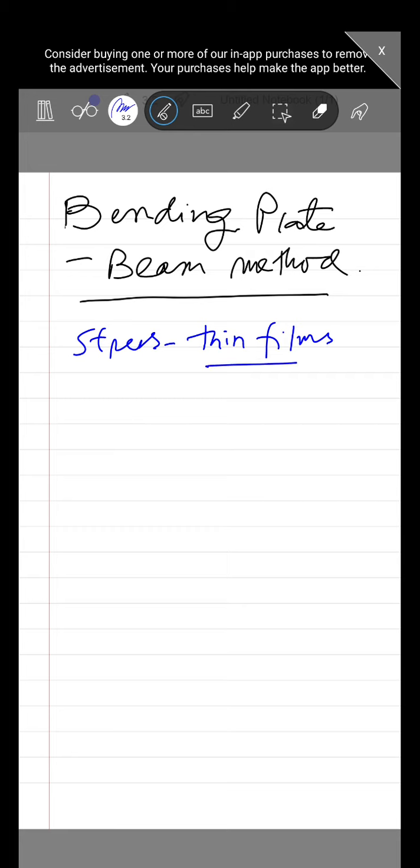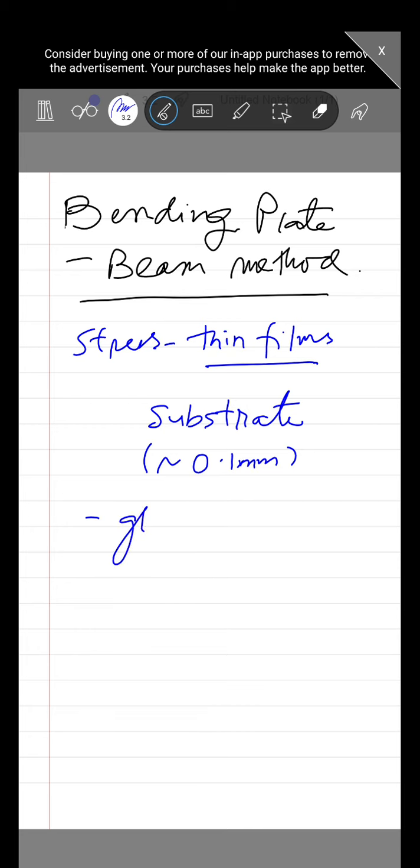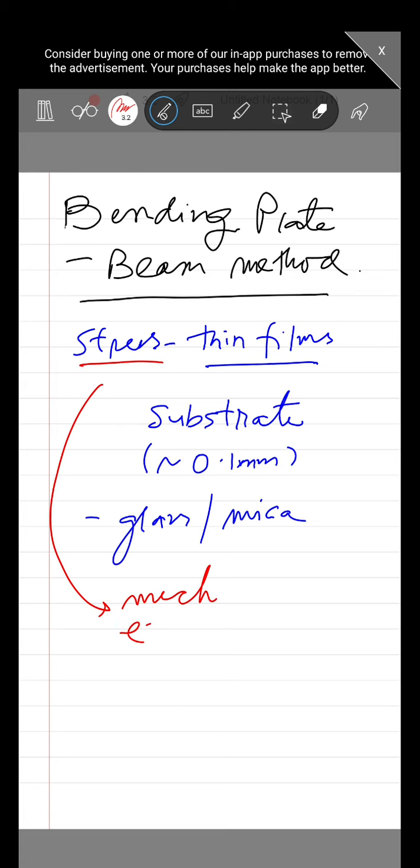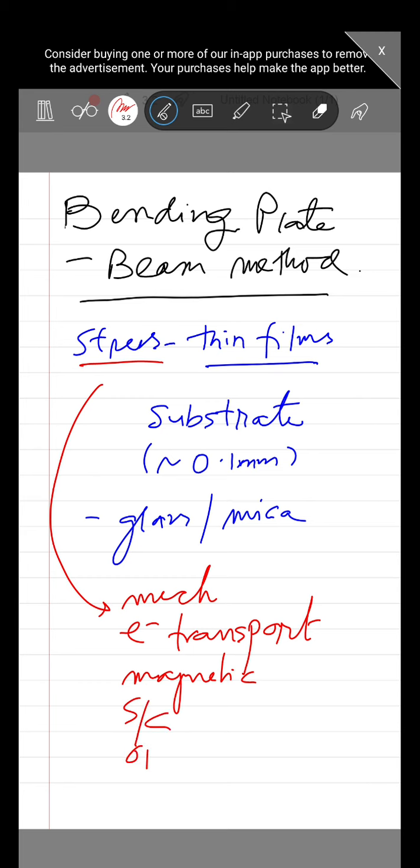We assume that the film is deposited on a substrate having a thickness of around 0.1 millimeters, and the substrate is considered as glass or mica. This stress is related to a lot of properties like mechanical properties, electron transport, magnetic properties, superconducting properties, and even optical properties. So that is why determination of stress is very important.